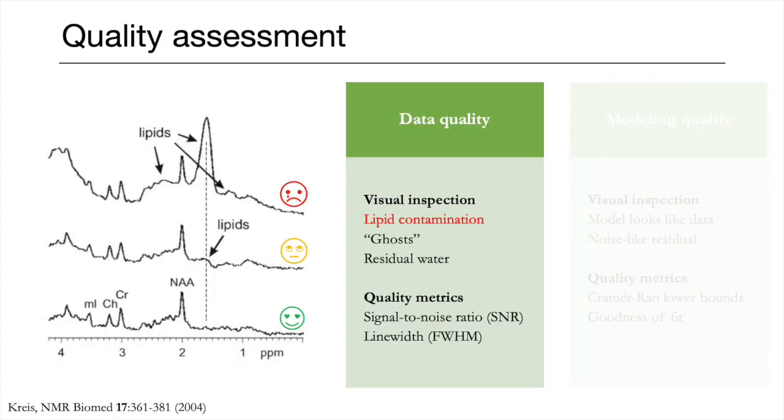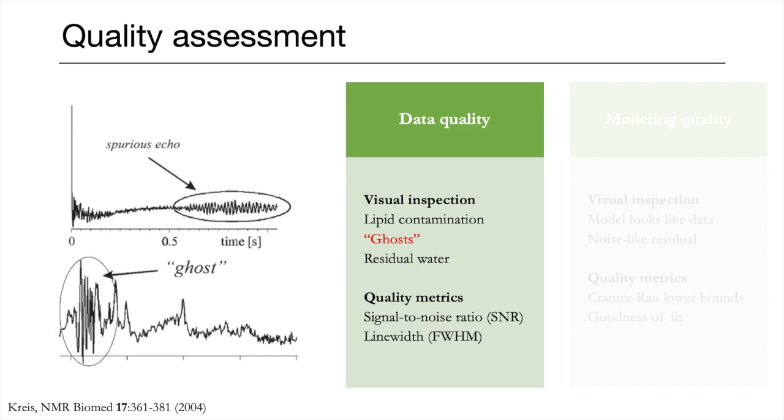Quality assessment. How can you tell whether your spectrum and your fit are good? You should visually inspect all your data. Cortical voxels particularly can have a lot of lipid signals in them, as the one on the top, and that can interfere with modeling and should be avoided.